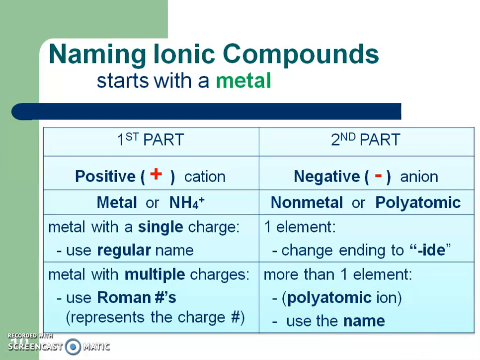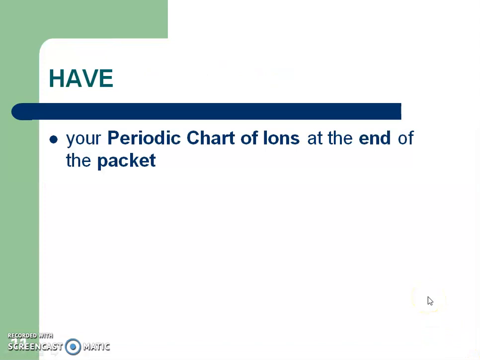And I want to remind you that most of your polyatomic ions end in ate or ite, but there's those two goofy ones, cyanide and hydroxide, that are exceptions to those rules. And of course you have that positive one, that other last exception of ammonium. Alright, so again, you're going to use that periodic chart of ions that's at the end of your packet. Keep using that. It's going to make things a lot easier and things are going to come a lot quicker once you start using it and you know where those ions are.